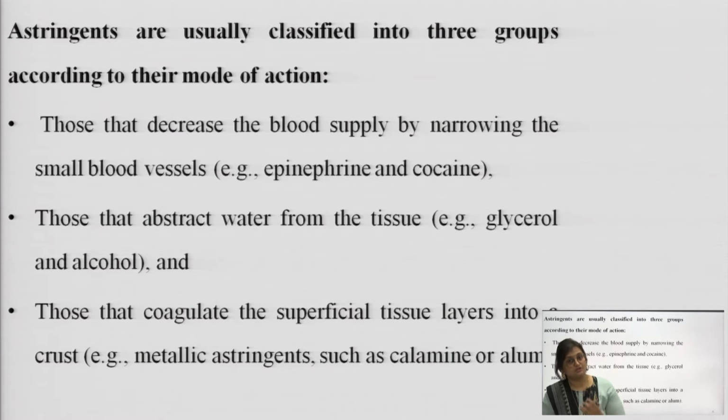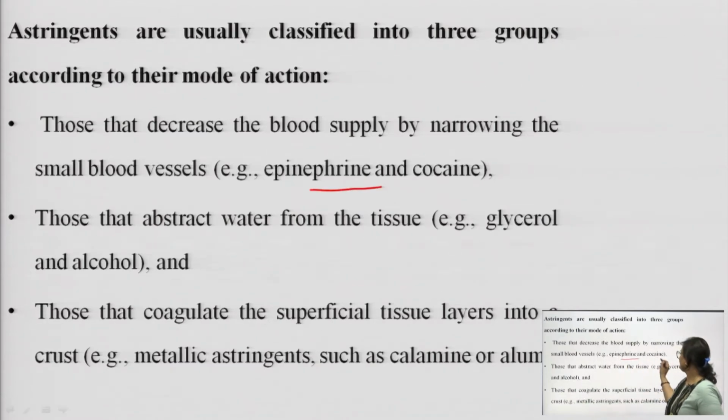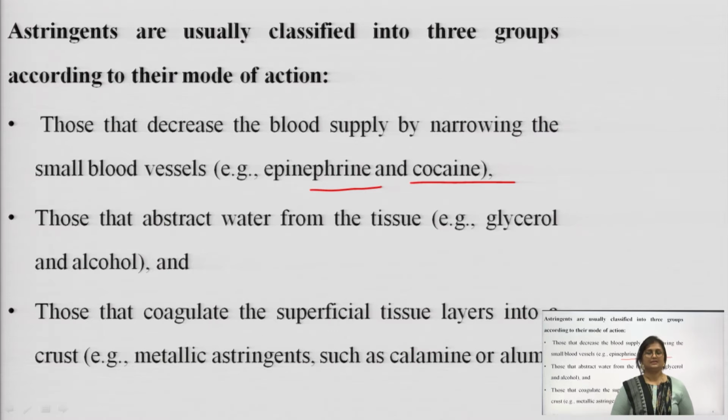Astringents constrict the narrow blood vessels, due to which excessive blood loss could be stopped or prevented. For example, epinephrine and cocaine. These are a few astringents which are used for inhibiting or stopping excessive blood loss.